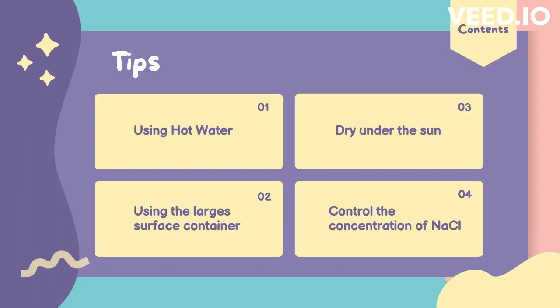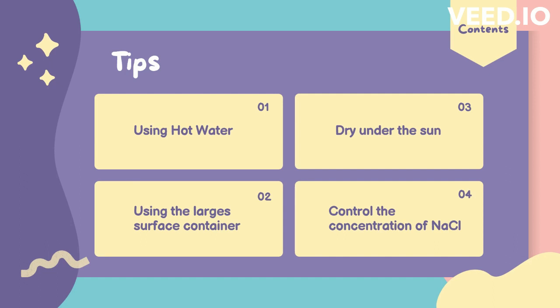So lastly, tips for doing this experiment. First, use hot water. This is because hot water will help us dissolve the maximum amount of salt. Next, use a larger surface container. This is because the larger the surface of the container, the higher the rate of evaporation. Next, dry under the sun. This will help the evaporation process.